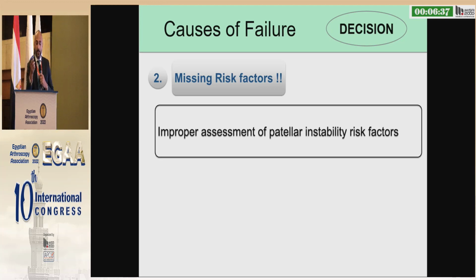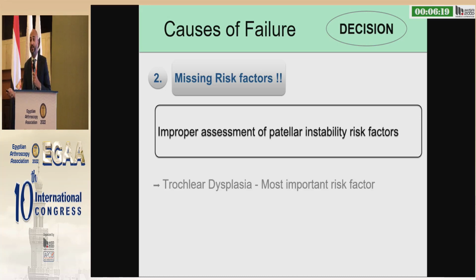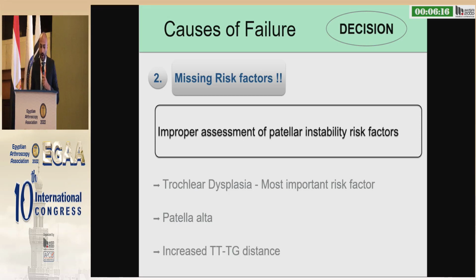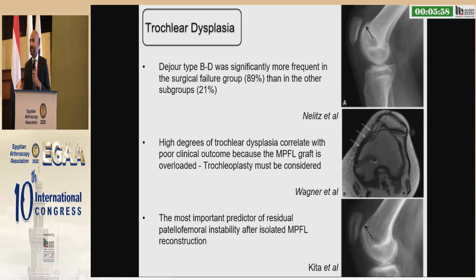Second, missing, and I believe that this is what Dr. Meher and Dr. Ahmed said, missing the risk factor. Improper assessment of patellar instability before the surgery dooms your surgery to failure, or at least it will not succeed in satisfying your patient. So either I can miss a trochlear dysplasia, or I miss a patella alta, or I can miss an increased rotational problem with an increased TTTG distance without addressing it, because MPFL surgery is the easier one. So if I do an isolated MPFL surgery with either one of these, I might have a problem. And all the literature says that trochlear dysplasia is the most important predictive risk of failure of your MPFL reconstruction, and especially if it is accompanied with the J sign.